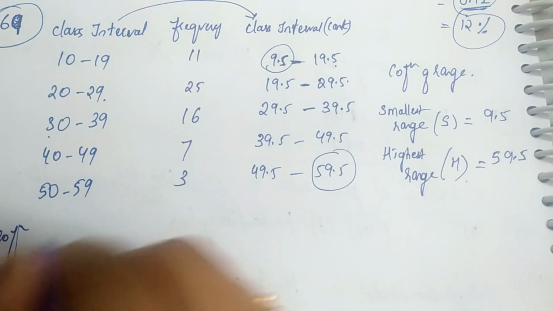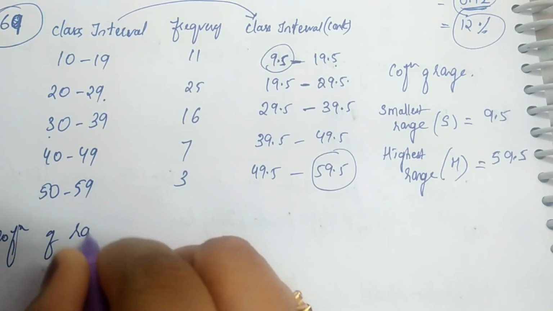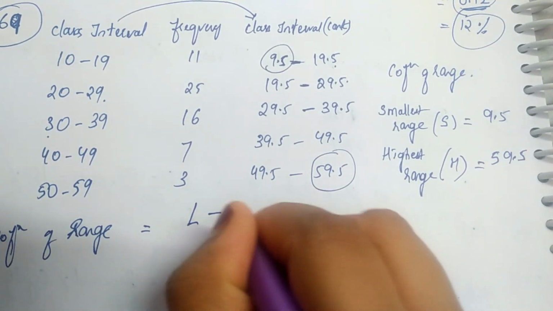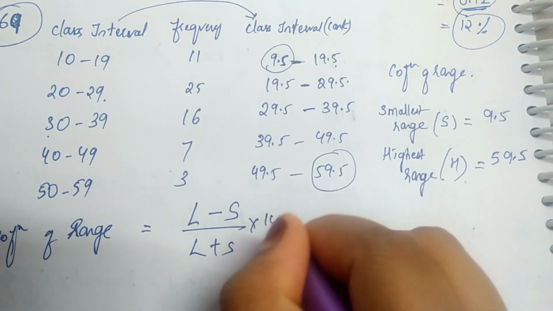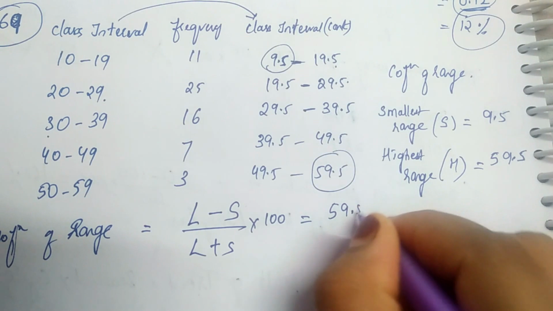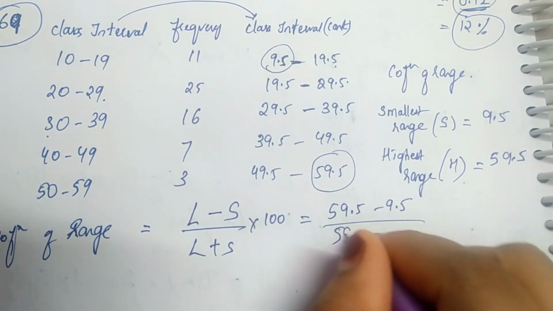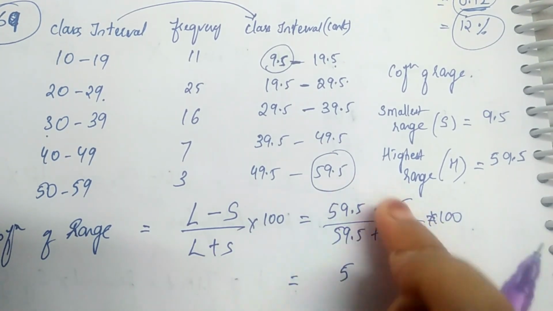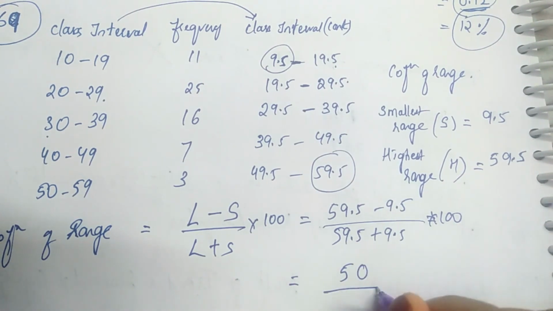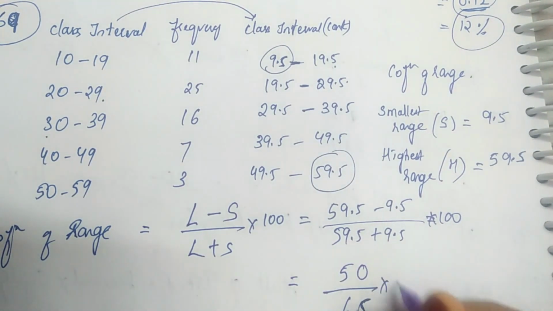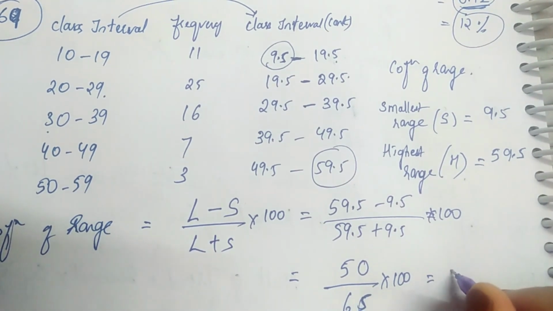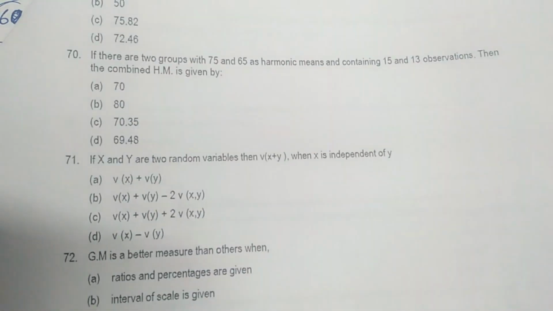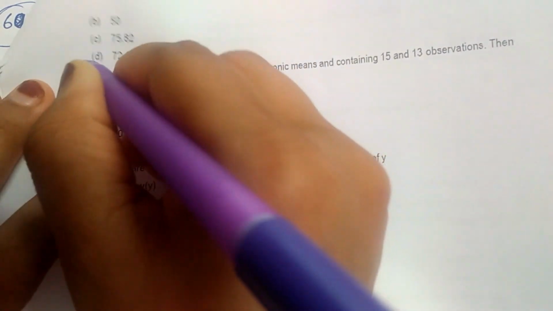Now let's write the formula for coefficient of range. It's nothing but large minus small divided by large plus small into 100. It's very simple. Now just substitute the values in it and you will get the answer very quickly. That is 59.5 minus 9.5, which is 50, divided by 65, into 100, which is equal to 72.46. Do we have this in our answer? Yeah, 72.46. Answer is D.